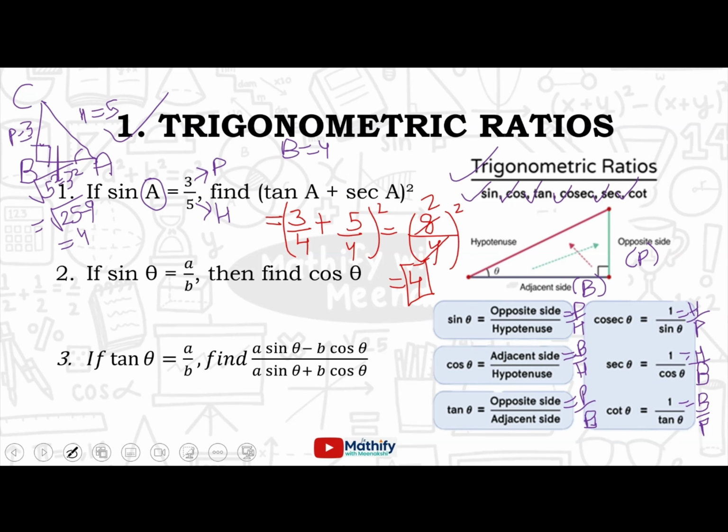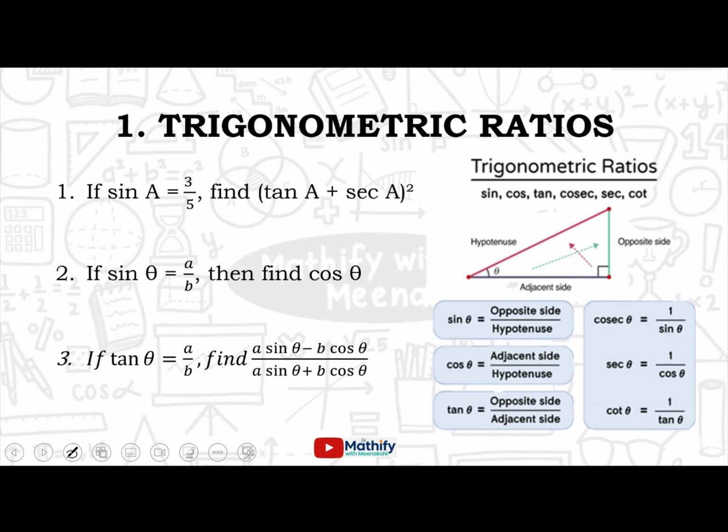Let's move to second question. Question number 2. Sine theta is equal to A by B. Then find cos theta. So again you will make a triangle. It's given sine theta. So I'm taking theta here and 90 degree here. So you can say this is your perpendicular, this is your hypotenuse, and this is your base. Now sine theta is A by B.